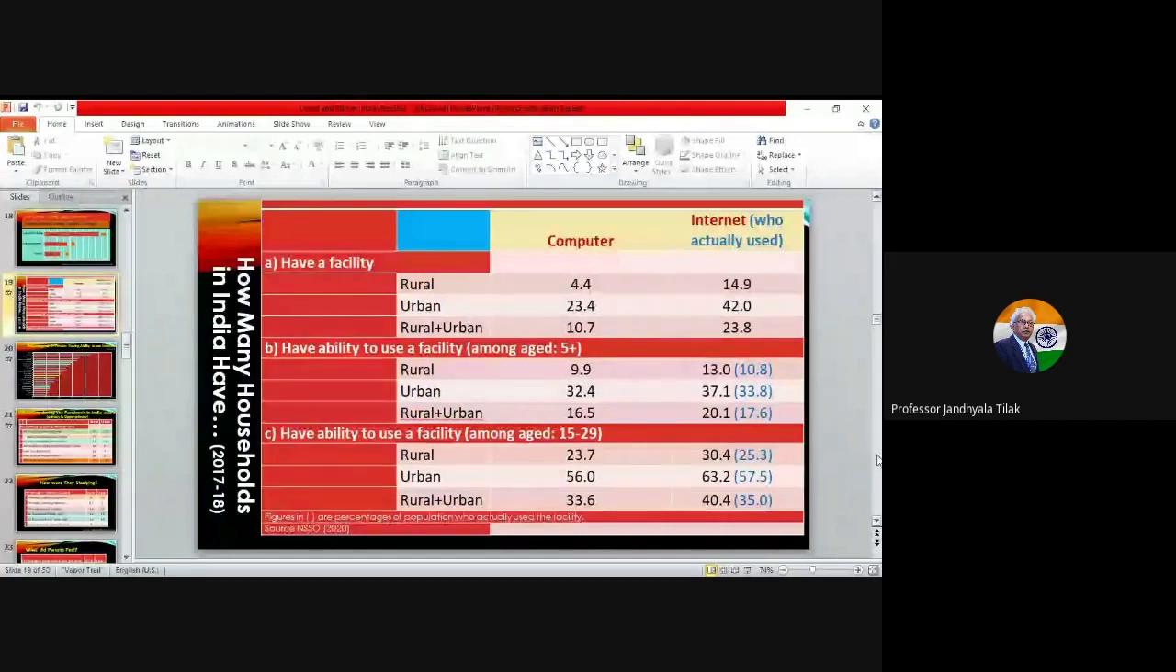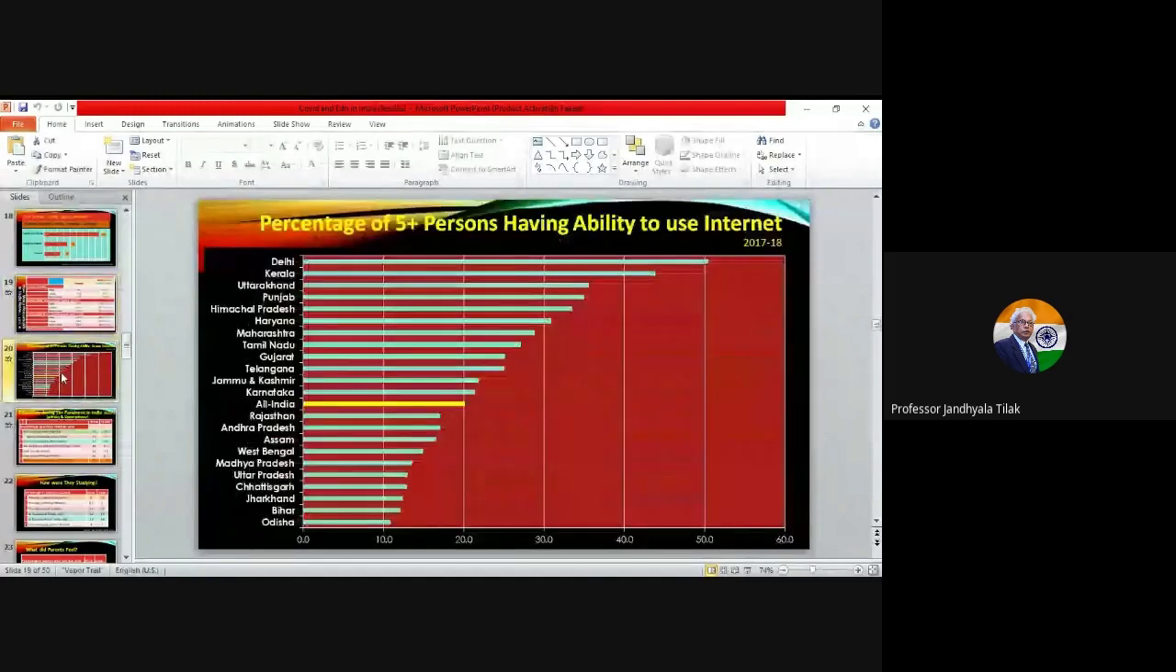And among the youth, the 15 to 29 age group, 1/4 of the rural people have access to computers. And 1/4 of the rural households have access to computers, and 30% of the households have people who can use internet facilities. And actually, those who use the internet are, of course, much fewer than those numbers. So we find a grave situation in the country as a whole, and the situation is much sharper in the rural areas.